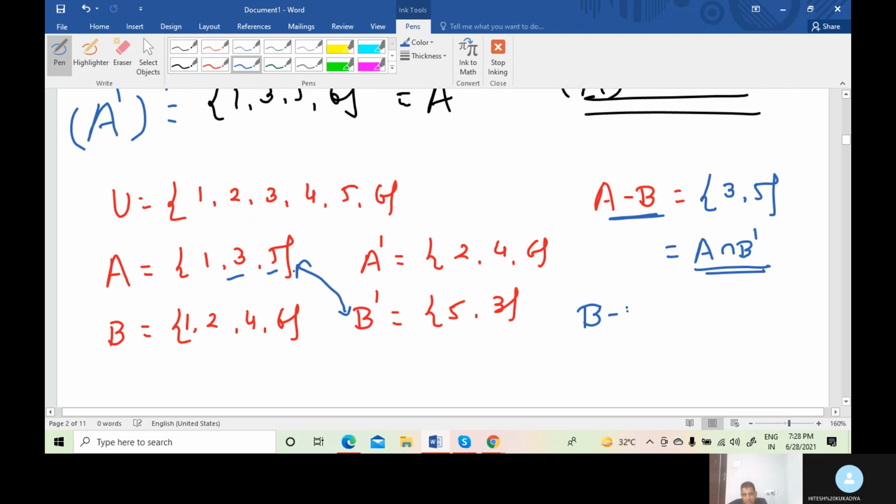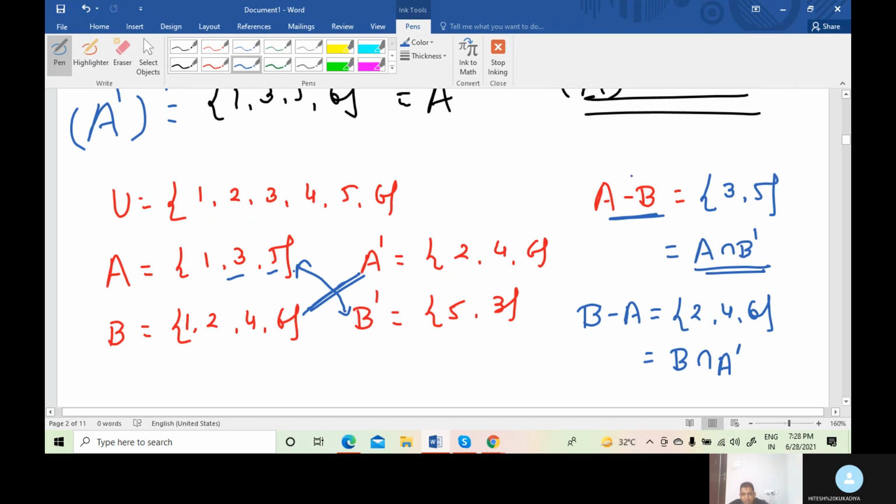Okay, another. Now we write the answer B minus A. B minus A. Common cancel. Yeah, 1 cancel. Now which of the elements remaining in set B? Sir, 2, 4 and 6. Now again intersection of these two sets. So B intersection A dash. B intersection A dash, common elements 2, 4, 6. Right, student? This is the very important thing here.